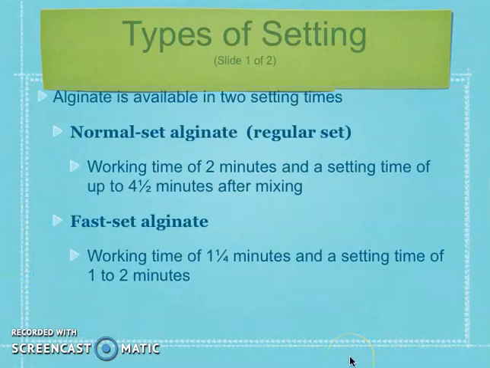Alginate is available in 2 setting types: normal set alginate, some people refer to it as regular set. The working time is 2 minutes and the setting time is 4.5 minutes after mixing. The fast set alginate, the working time is 1.25 minutes and a setting time of 1 to 2 minutes.